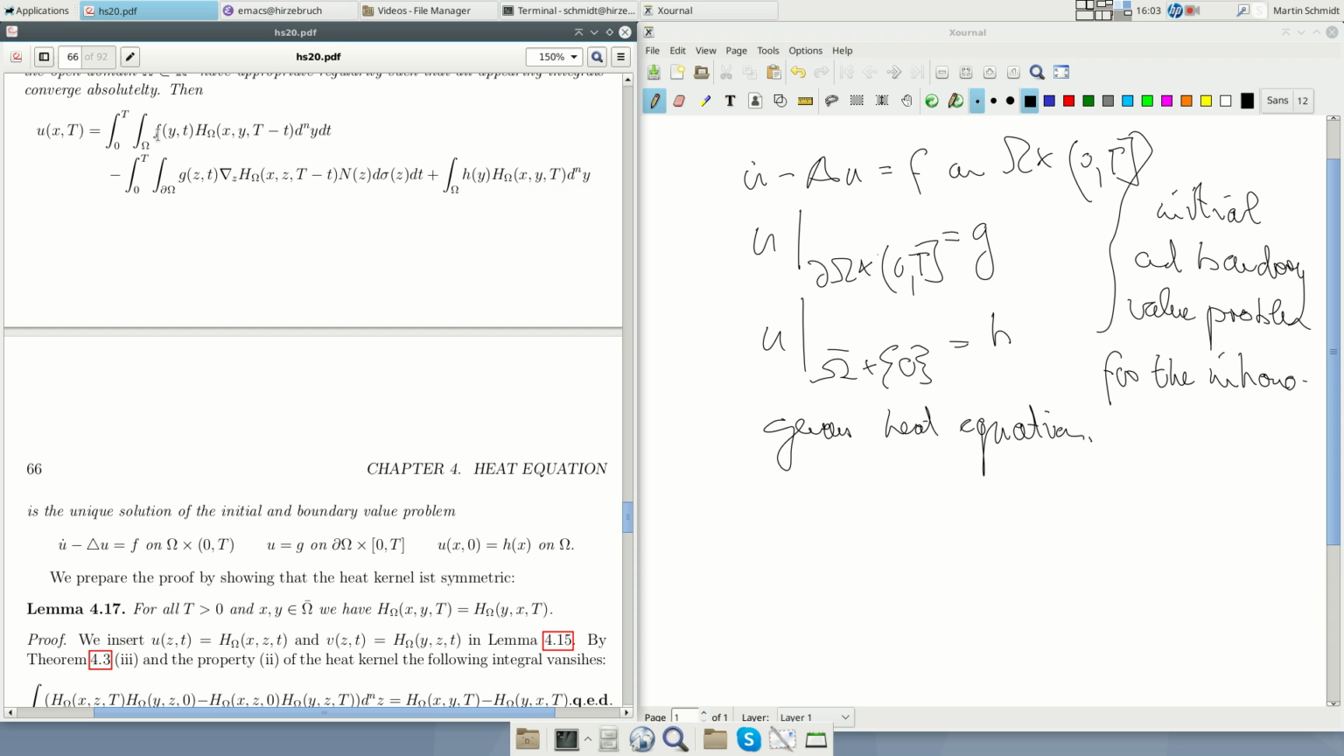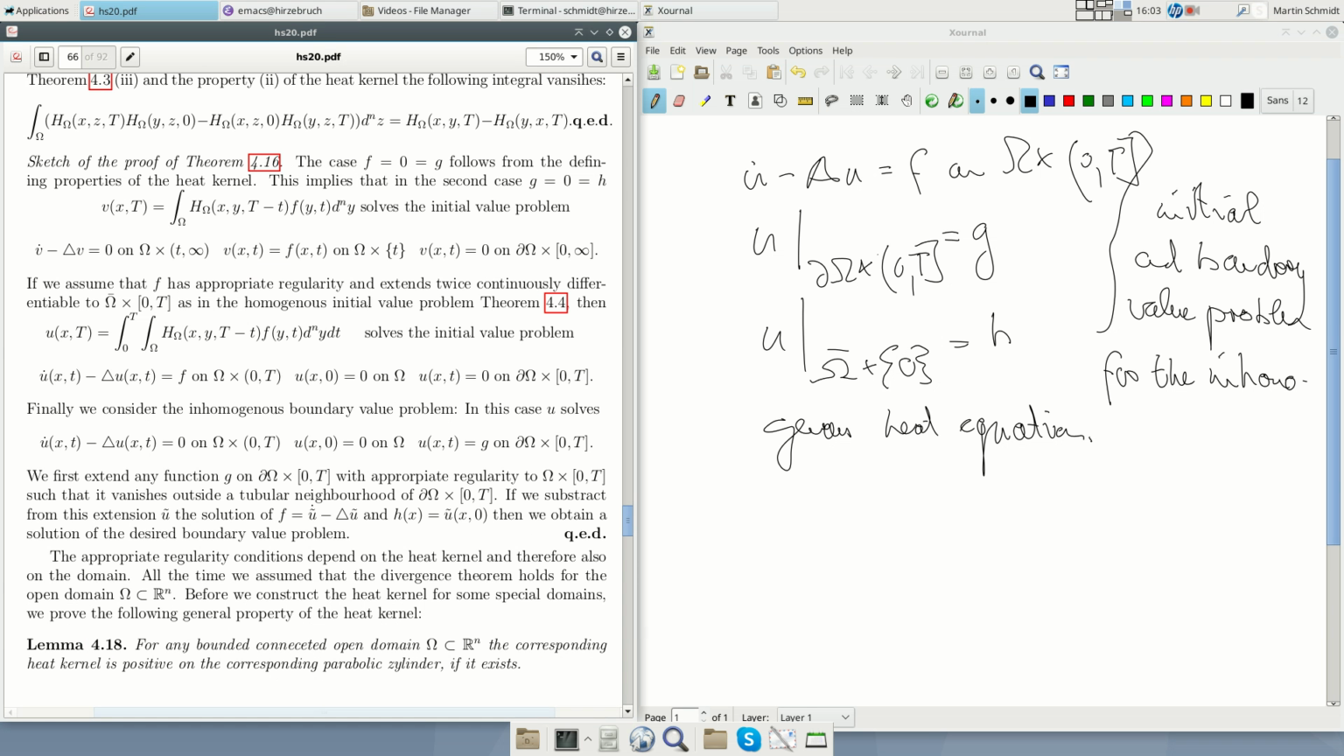Also, if we have these three terms, we might write this as three sums. If this solves the problem with g equals 0 and h equals 0, if this solves the problem with f equals 0 and h equals 0, and if this solves the problem with f equals 0 and g equals 0, then the sum solves the complete problem. Okay, so in this sense we may prove this separately, and now we are in the last case.